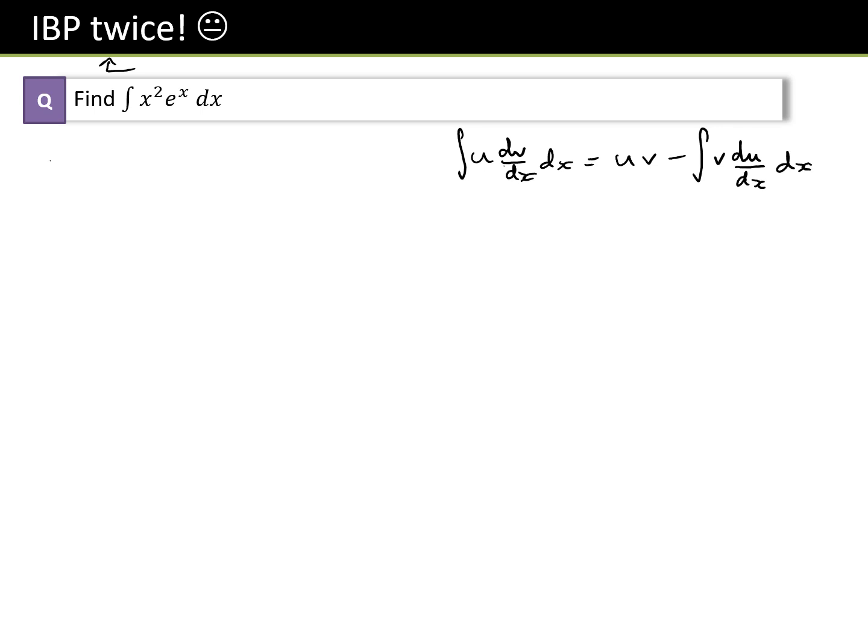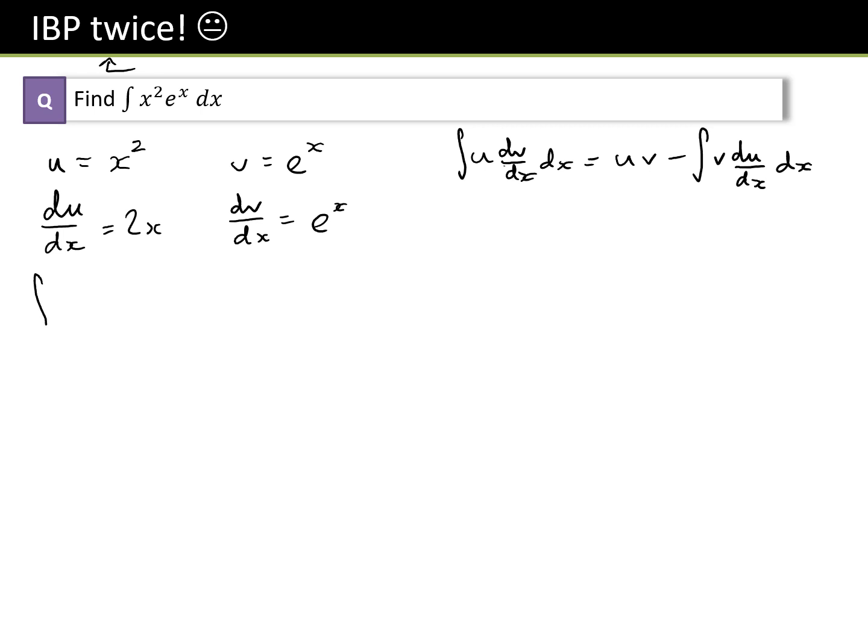So we need to choose a u and we need to choose a dv by dx. Now, follow what I said last time. If there's a natural log, choose that to differentiate. If there isn't a natural log, choose the thing with the decrease in power. There isn't a natural log, so choose the polynomial thing, the x squared. So the thing we integrate is e to the x. So du by dx and v, we need to work them out to sub them into the formula. So this differentiated is 2x, this integrated stays the same.